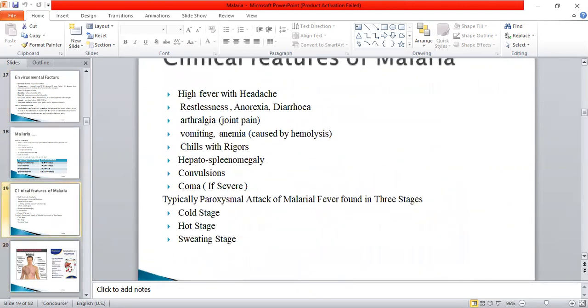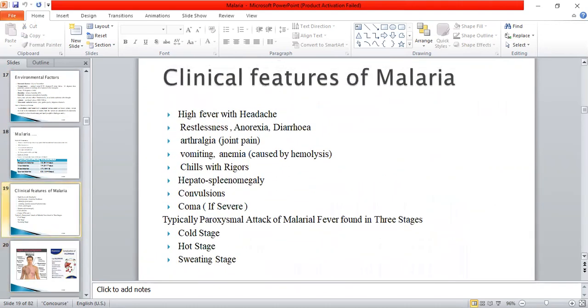Now we come to the clinical features of malaria. It presents with high grade fever with headache, restlessness, anorexia, diarrhea, arthralgia, vomiting, anemia, chills with rigor, hepatosplenomegaly, convulsions, and coma. Typically, the paroxysmal attack of malarial fever is found in three stages: cold stage, hot stage, and sweating stage.